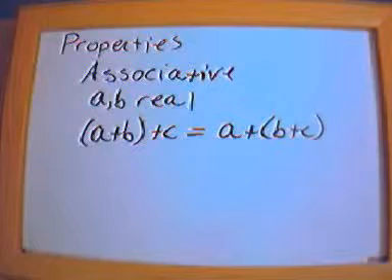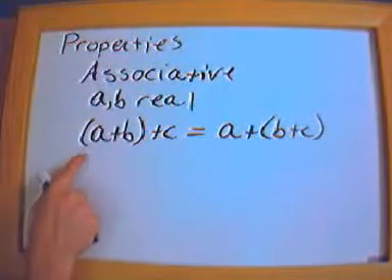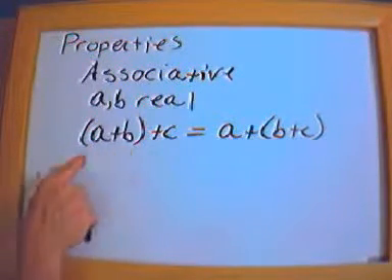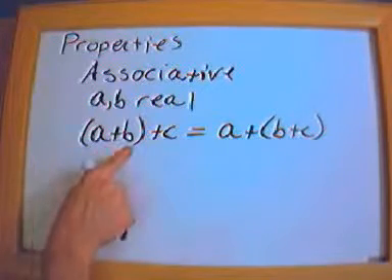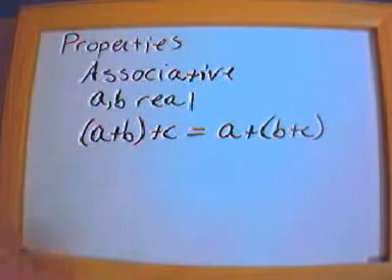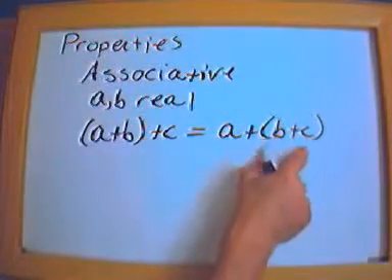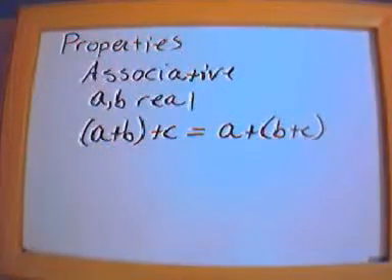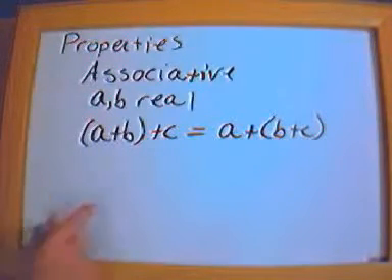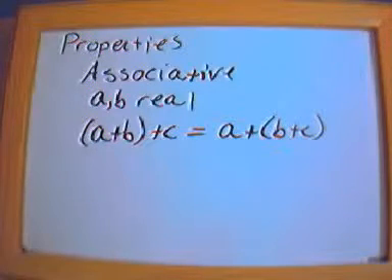And you know, this looks complicated, but it really isn't. Remember, parentheses tell me I'm going to do this operation first. So in this case, I'm going to add A and B and then get the answer and add it to C. In this case, I'm going to add B and C, and I'm going to get that answer and add it to A. And all this is telling me is that it doesn't really matter how I do the addition. It doesn't matter if I add 3 plus 4 plus 7, or 4 plus 3 plus 7, or 7 plus 4 plus 3. It really doesn't matter. I'm always going to get the same answer. That's why they're equal. And that's the associative property of addition.